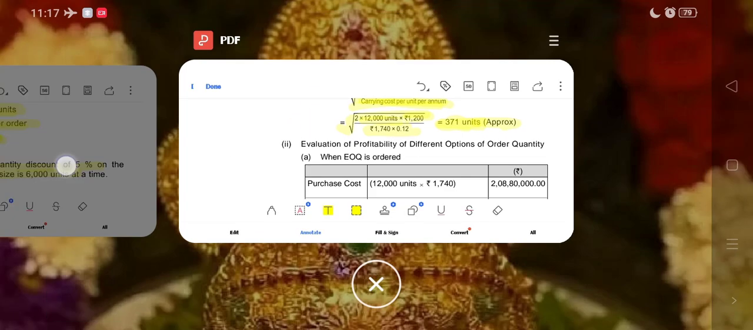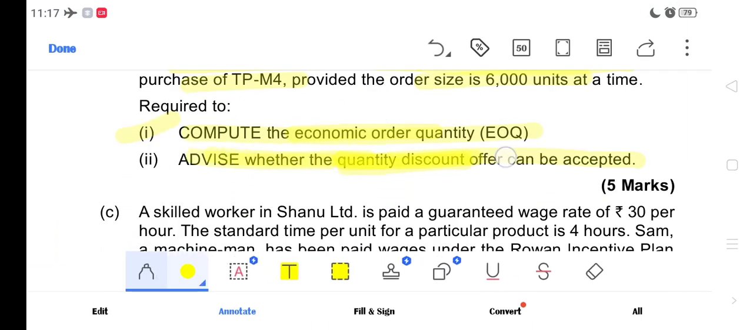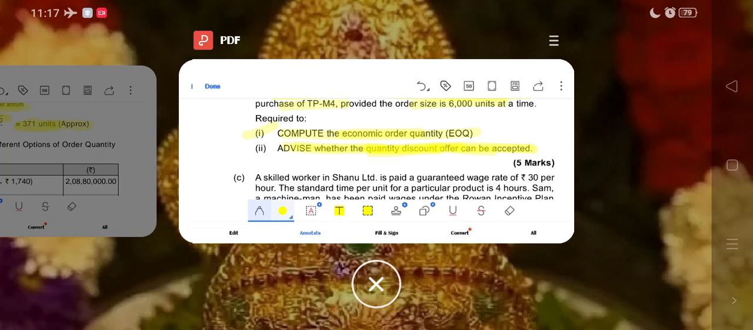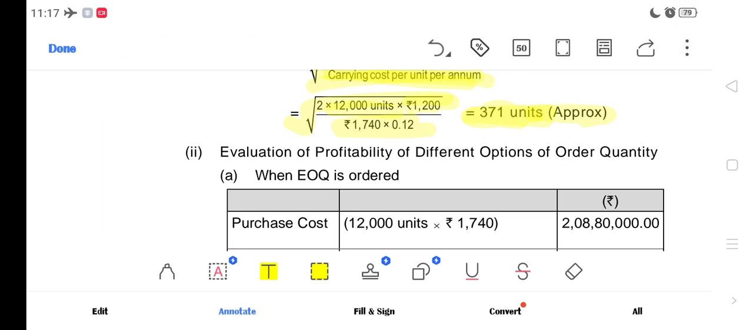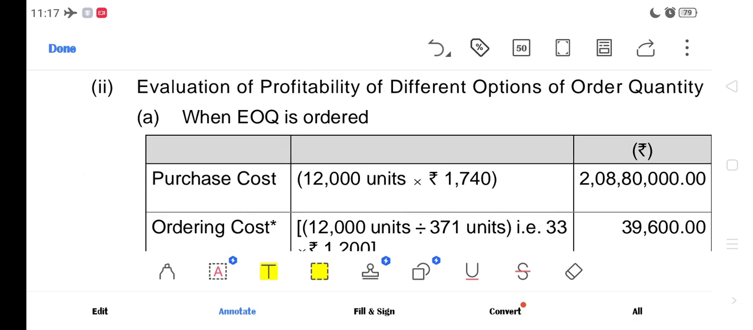Now what? They have asked whether the discount offer can be accepted or not. No, first of all we need to evaluate the profitability. So for the purchase, we need to ascertain the total cost, and only then can we compare whether it can be accepted or not. First of all we need to see what the total cost is. What is included in total cost, guys?